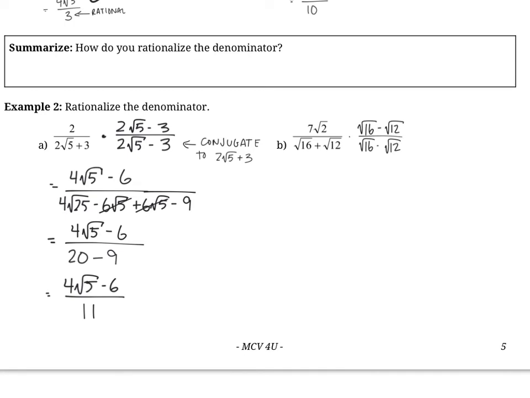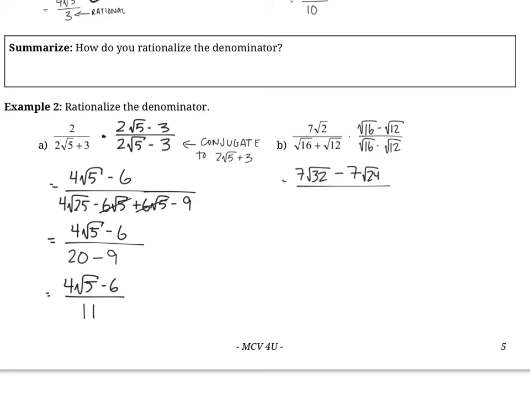Okay, let's just distribute, collect like terms, simplify, all that jazz. So 7 root 2 times root 16 is going to be, oh, I can't do this in my head, 7 root 32 minus 7 root 24.